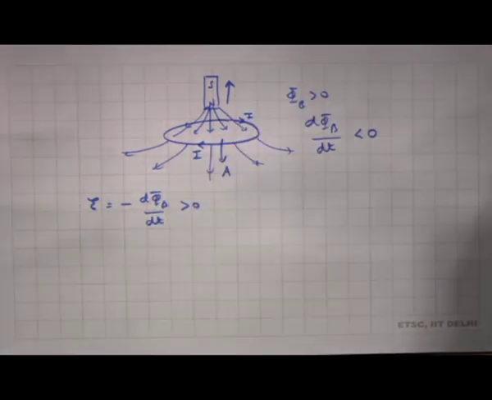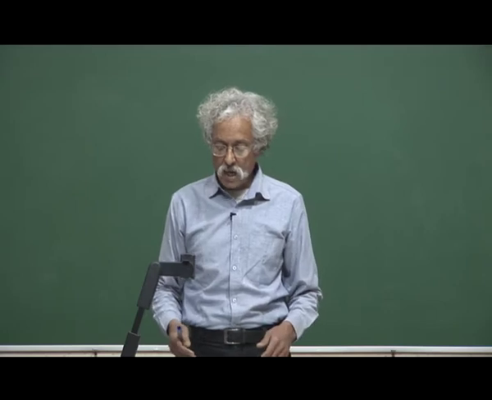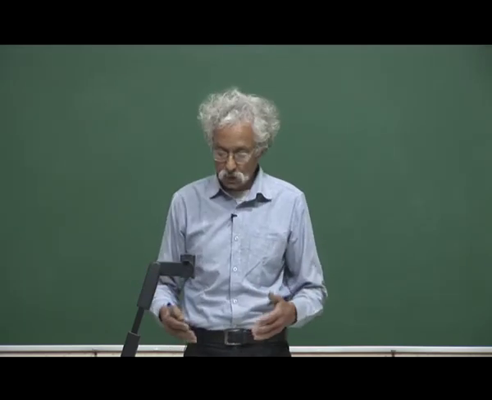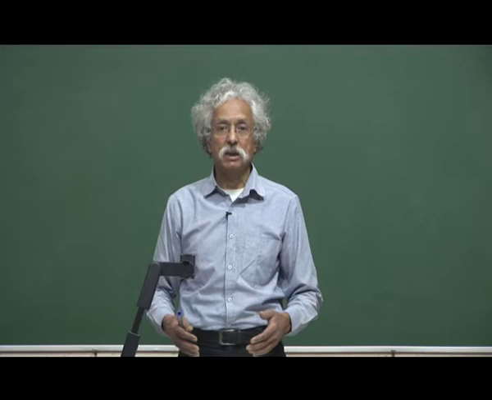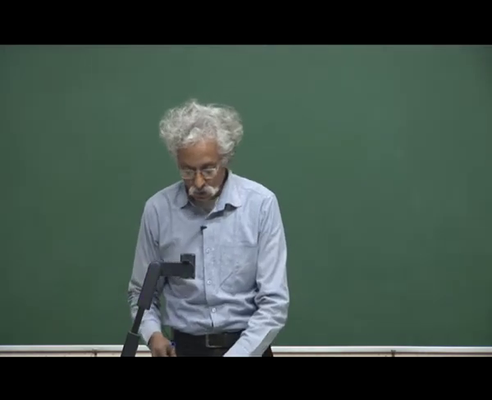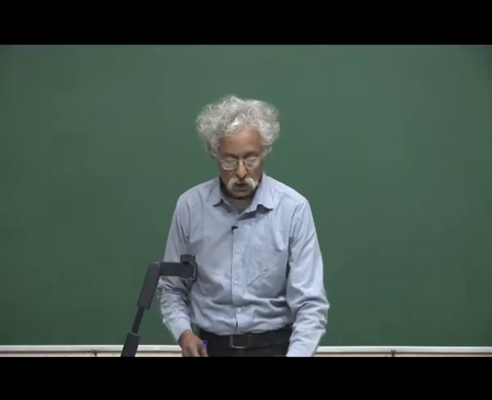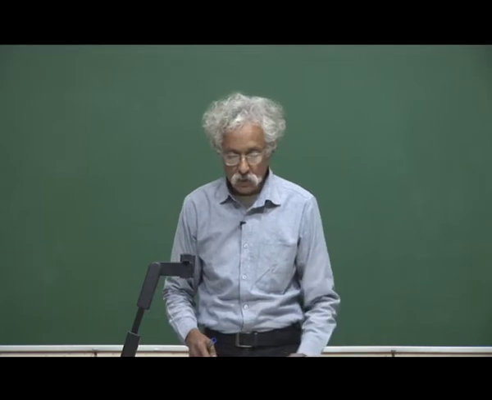So, the current in the loop produces a magnetic field in the same direction as the applied magnetic field, and tries to oppose the change in magnetic flux, the decrease in magnetic flux in the conducting loop. So, this is essentially Faraday's law of induction.